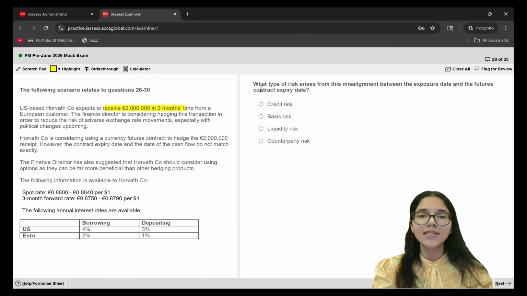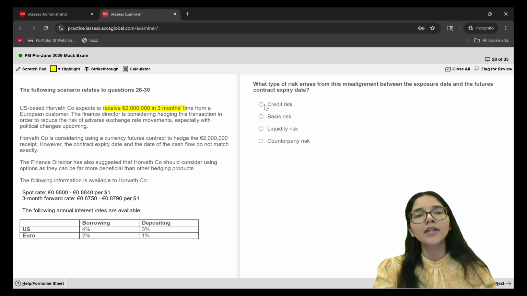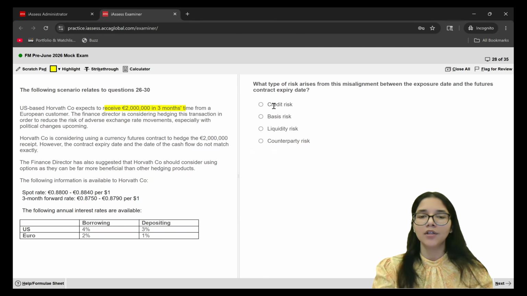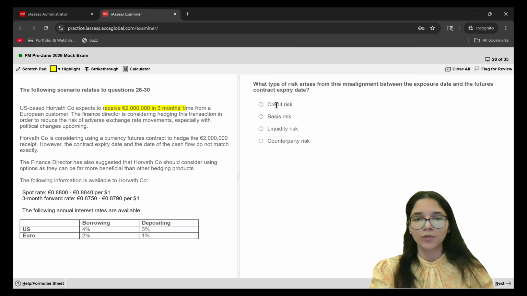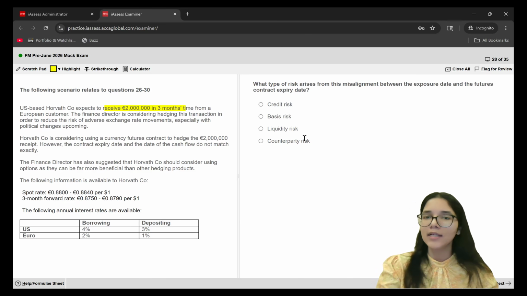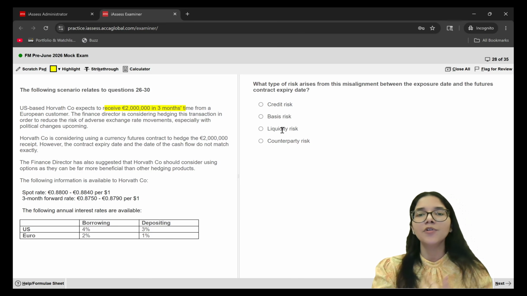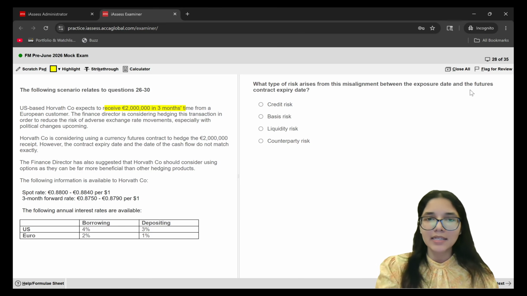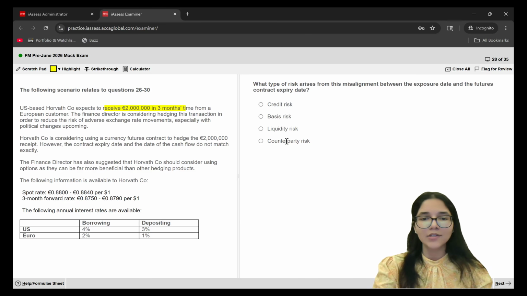Moving ahead to the next question, what type of risk arises from the misalignment between the exposure date and the futures contract expiry date? So this is not credit risk. Credit risk is that the person is going to default on your loan repayment. That is not what we are talking about. This is neither liquidity risk nor is it counterparty risk. Liquidity risk means you will not have enough money to pay for your liabilities on time. Counterparty risk means that the person in front of you is not going to honor their agreement. But futures are exchange traded, guaranteed and regulated by the exchange. There's no counterparty risk. This has to be basis risk.